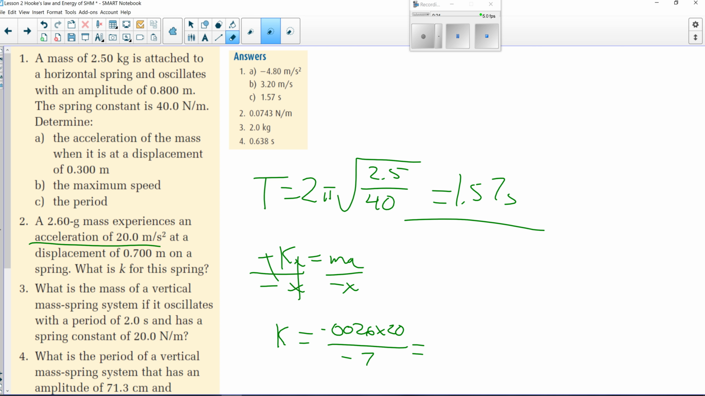So I need to recognize that I divided by negative x. That means that x is positive here. Well, that means this has to be negative, because the acceleration and the displacement are always the opposite vector. I brought the negative over with x, but x was a positive number. So if I make that negative, now it'll work out sign-wise, and I'll get that my k is actually a positive value of 0.0743 newtons per meter. That is an incredibly light spring. Like it would blow away in the wind, light. All right, questions on how those worked?